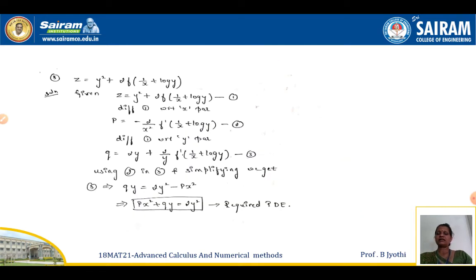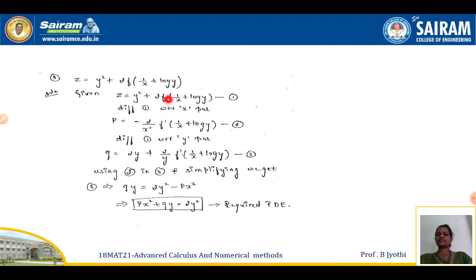Next example, say z is equal to y square plus 2 times f of 1 by x plus log y. So consider this as equation 1. Differentiate this with respect to x partially. We get dou z by dou x, that is p, is here the derivative of y square will be 0, and this one we have to differentiate. So 2 times f dash of 1 by x plus log y. Again 1 by x, if we differentiate, minus 1 by x square gets multiplied.